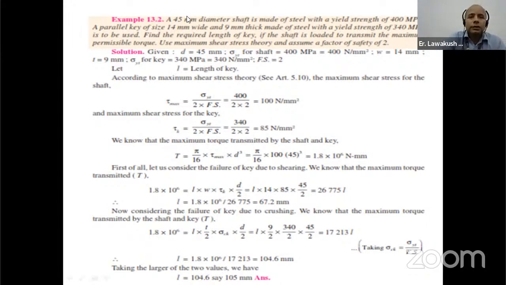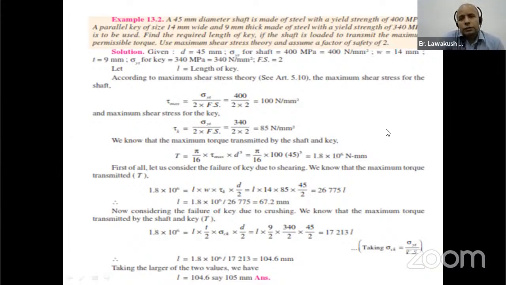See here a question. A 45 millimeter diameter shaft is made of steel with a yield strength of 400 megapascal. A parallel key of size 14 millimeter wide and 9 millimeter thick, made of steel with a yield strength of 340 megapascal, is to be used. Find the required length of key if the shaft is loaded to transmit the maximum permissible torque. Use maximum shear stress theory and assume a factor of safety of 2.